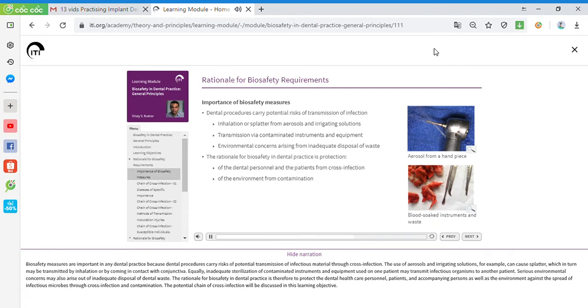The rationale for biosafety in dental practice is therefore to protect the dental health care personnel, patients, and accompanying persons, as well as the environment, against the spread of infectious microbes through cross-infection and contamination. The potential chain of cross-infection will be discussed in this learning objective.